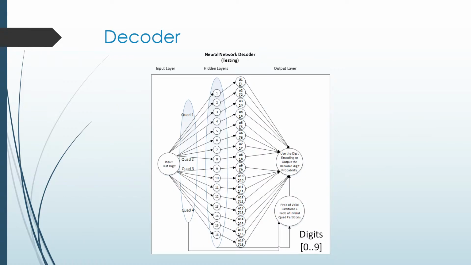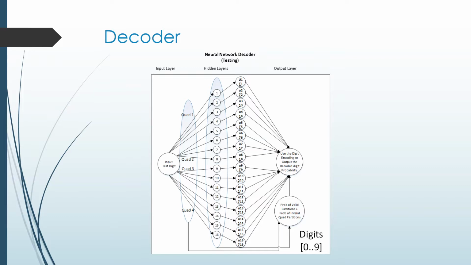So here's an image of the decoder. It's going to take the input sample on the left. It's going to look for the quad number of partitions that do not have a center of mass. It's going to look for the number of partitions total that have a center of mass. Then it's going to look for the center of mass for each partition. It's going to sum the probability of valid partitions with the probability of invalid quad partitions. And then it's going to multiply that by each of the partitions relevant to that quadrant.